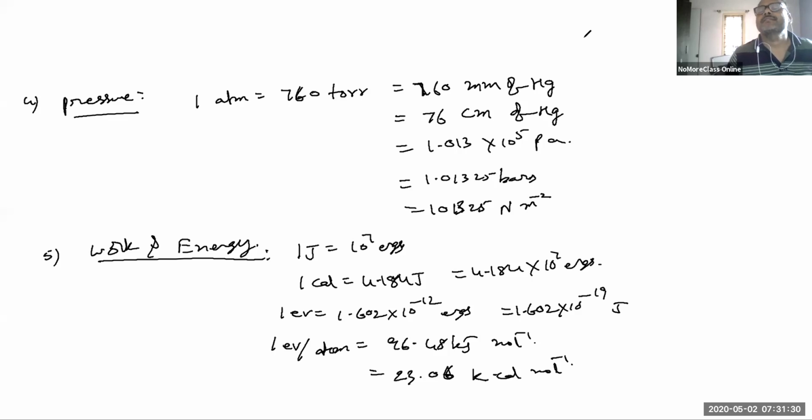Can I clear this page? What happens this?